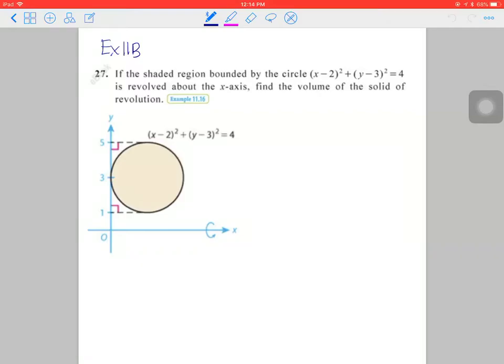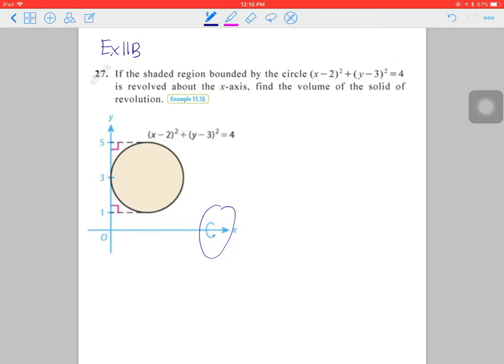Exercise 11, question number 27. Now you see in the figure there's a circle, a circular region. Now this region is rotated about the x-axis. So what will be the volume of the solid of revolution? Okay, first of all, can you imagine what will be the shape generated under this case?